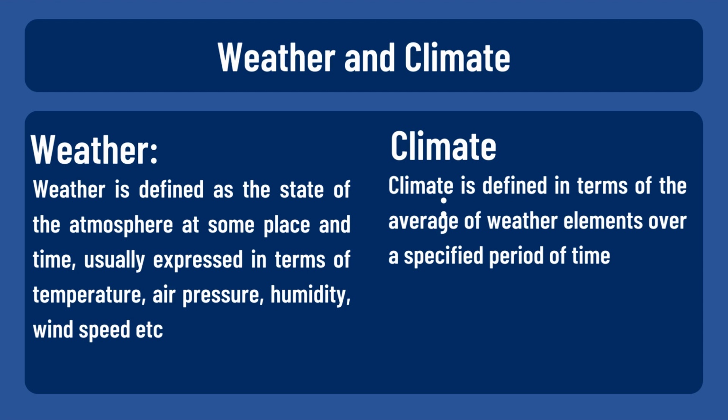Weather is defined as the state of the atmosphere at some place and time, usually expressed in terms of temperature, air pressure, humidity, wind speed, etc. And climate is a little bit easier because it's defined in terms of the average of weather elements over a specific period.